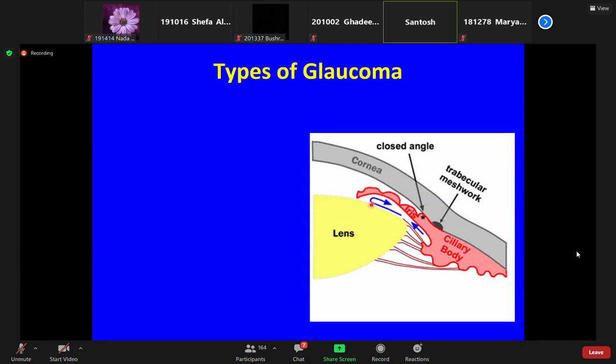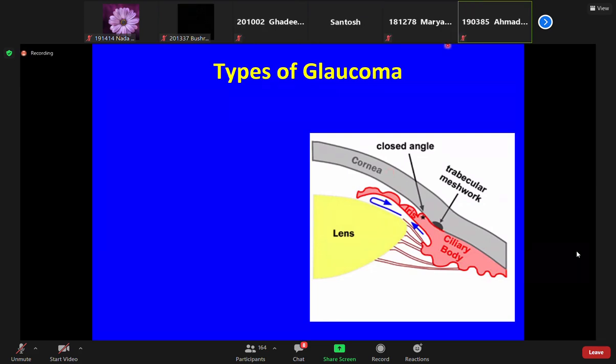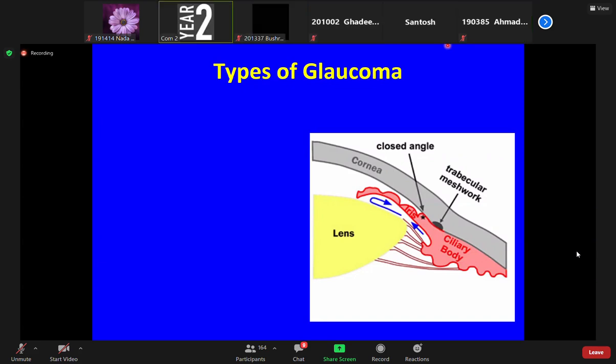Hello? How does acute closed angle glaucoma present? Any idea? What are the signs and symptoms? Please unmute and speak. I'm not following the chat. If you guys know, can you please raise your hands? Someone is saying pain, redness. I'm saying don't write in the chat, just unmute and say it. See, you guys are responding in the chat. I'm not following the chat. I just had a look at the chat.